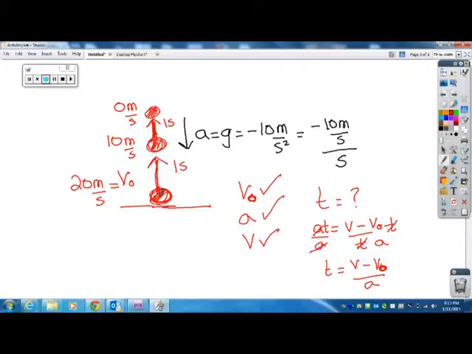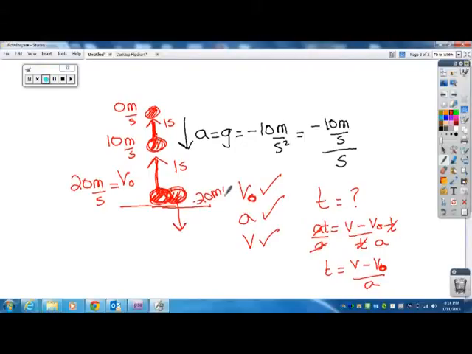Now if you want to analyze the ball's motion going up and coming down, you can do this conceptually and say, hey look, if it takes 2 seconds to go up, it's going to take 2 seconds to come down, so that means the total time to go up and come down is 4 seconds. You can do it conceptually, or you can do it using your equations. As the ball comes back down right here, the final velocity over here is going to be negative 20 meters per second.